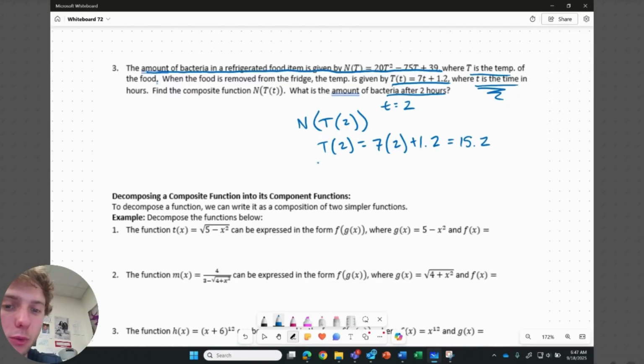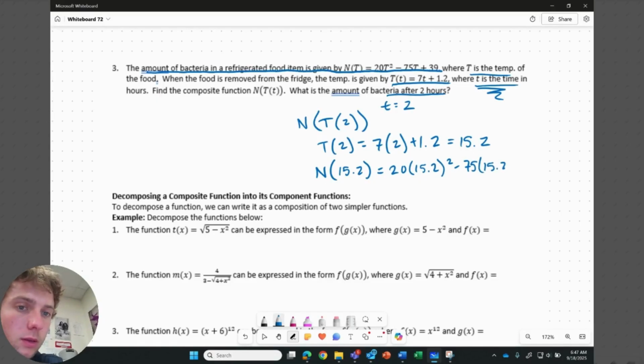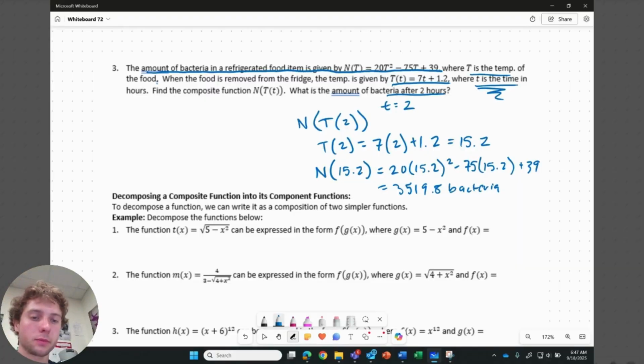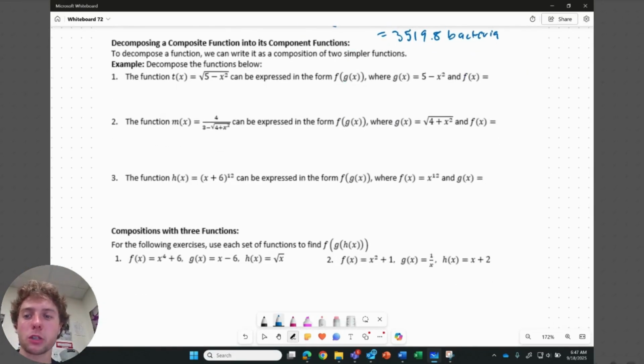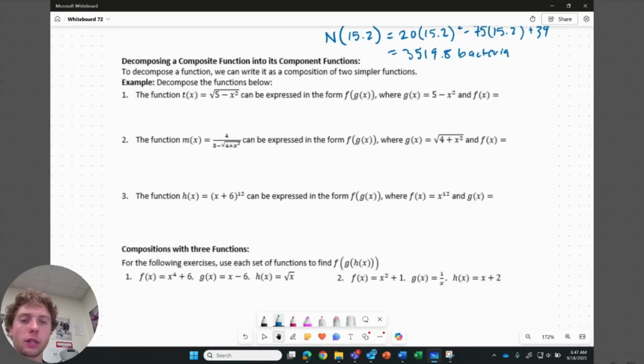I get 15.2 for that, and then we take that value and plug in to the n function. This one might look a little bit more complicated, so utilize Desmos. Type it into Desmos. I get 3,519.8 bacteria at this point. So then the last parts, 1, 2, 3, and those 2 on the bottom.